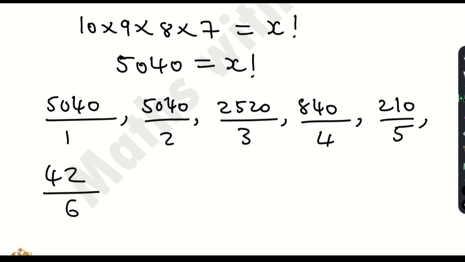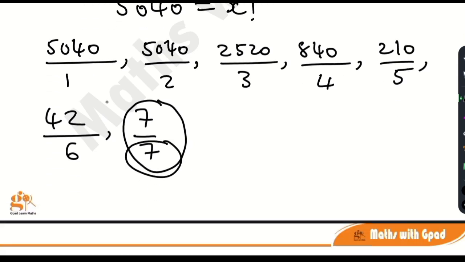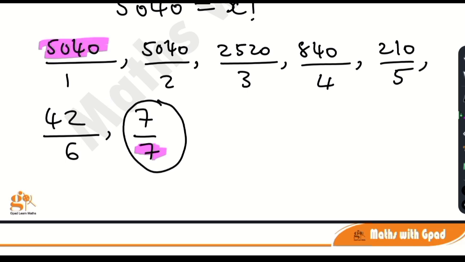And you divide this by 6. You divide 42 by 6, you get 7. You divide 7 by what? By 7. What, 7 divided by 7 is what? 1. So this is the point where we are going to stop. And the divisor is what? 7. Let me say that again. The divisor is 7. Hence, 7 factorial will give us 5040. So this is how the reverse factorial works.